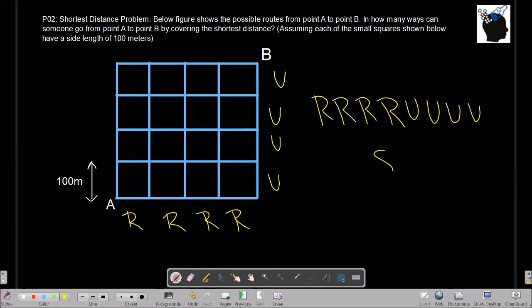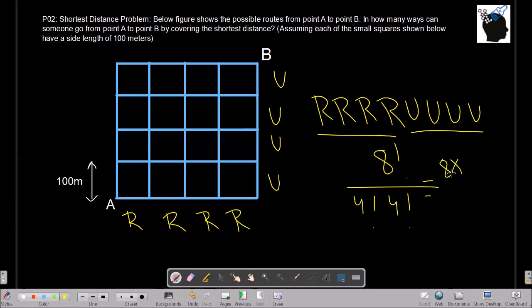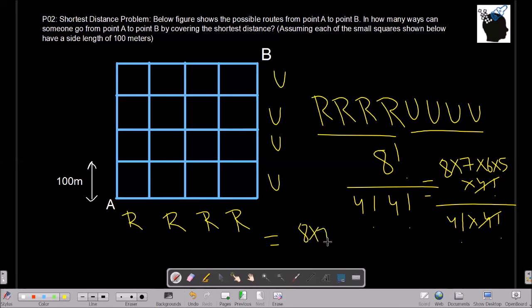That means it is nothing but equal to 8 factorial. And since R is repeating 4 times, I have to divide by 4 factorial. And U also is repeating 4 times, so I have to divide by 4 factorial again. So which is nothing but 8 into 7 into 6 into 5 into 4 factorial divided by 4 factorial into 4 factorial. 4 factorial will cancel out and we'll have 8 into 7 into 6 into 5 divided by 4 into 3 into 2.